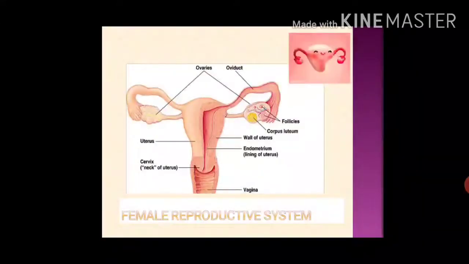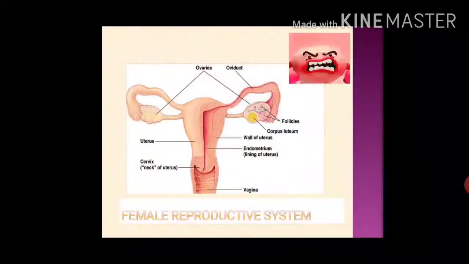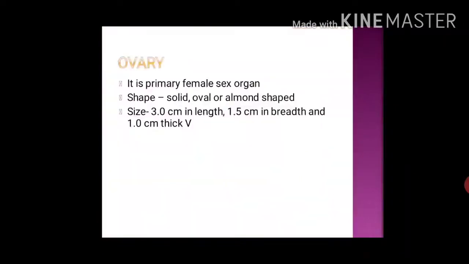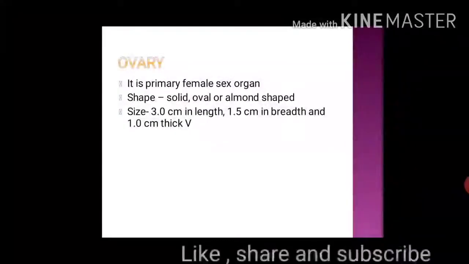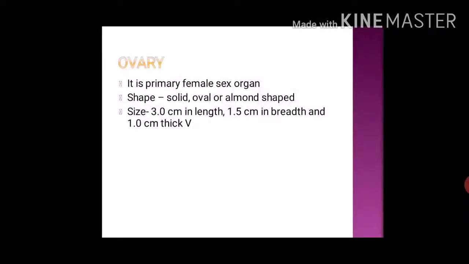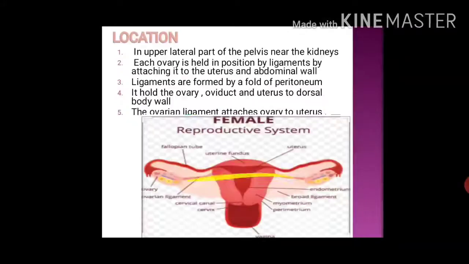See this diagram. In this diagram we will understand the ovary, uterus, vagina, fallopian tube. Now let's see about the ovary. It is a primary female sex organ. The main function of this ovary is the production of egg or ovum and the female reproductive system hormones. The shape of the ovary is solid, oval or almond shape, and the size is approximately 3.0 cm in length, 1.5 cm in breadth and 1.0 cm in thickness.